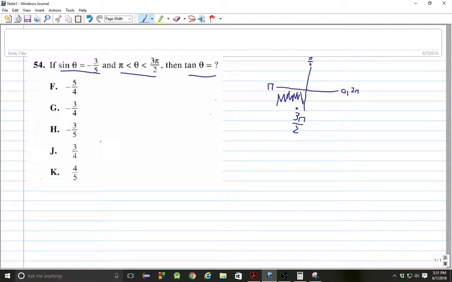sine, or the y-coordinate, since sine is y, the y-coordinates are negative, and that means that sine is negative, and cosine is also negative since the x-coordinates are negative. So tan of theta equals sine of theta over cosine of theta.